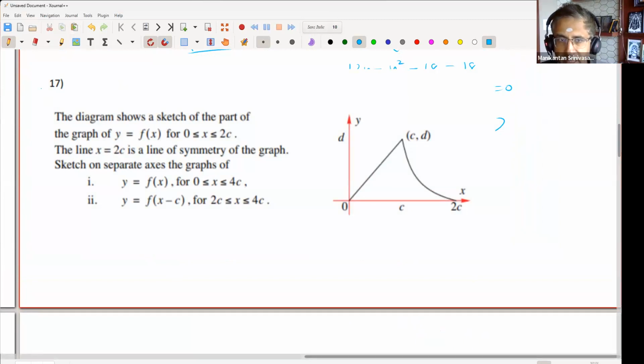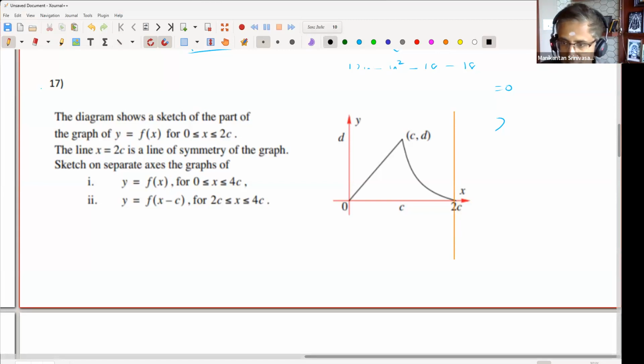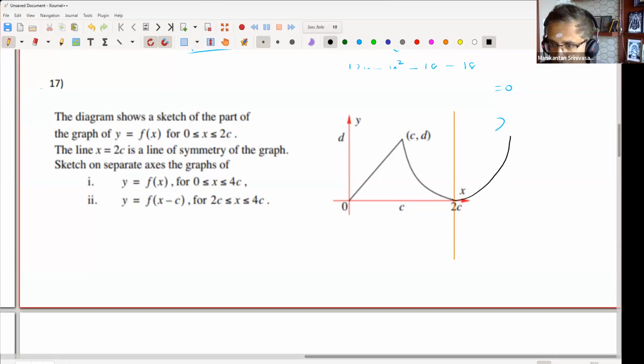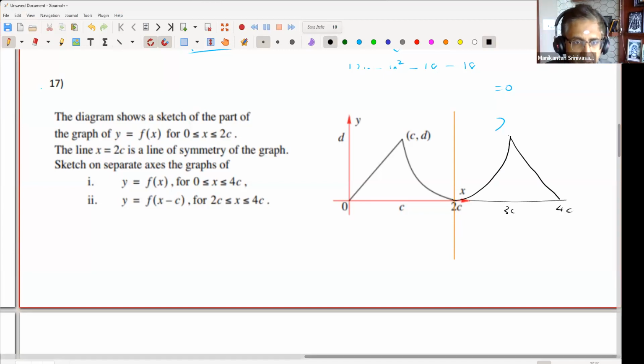Okay, so the vertical line is a line of symmetry, right? This is a vertical line here at x equal to 2c, which is a line of symmetry. So the graph will look exactly reflected here. It'll be going like this till 3c, and then it'll go down like this to 4c. Okay, it's symmetric about x equal to 2c. So that's the first part.